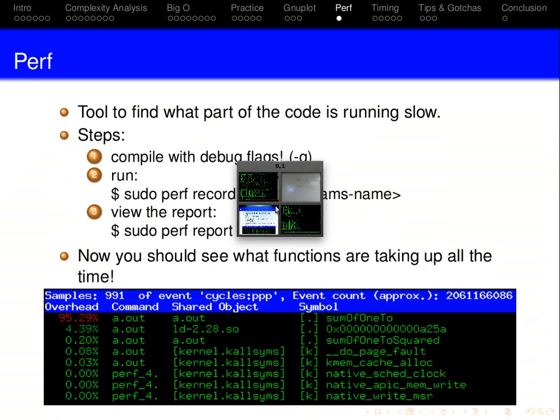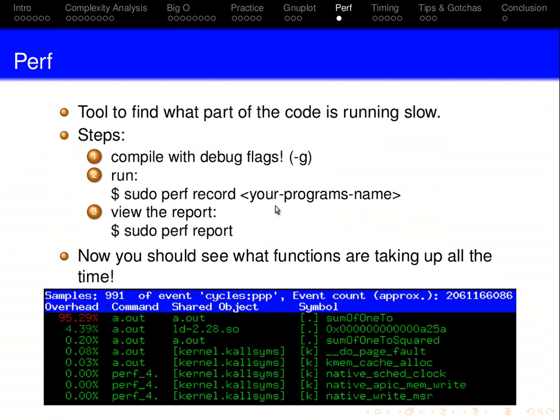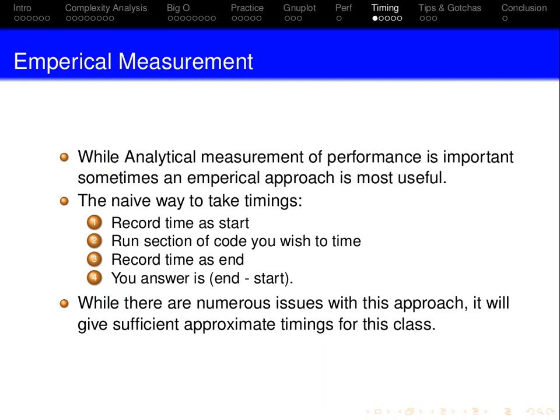All right, so since the network is deciding to be really slow, we're going to go ahead and just skip over GNU plot for now and go to real quickly perf and then timing. Although I just realized we need to do this the other way around, so let's go to timing. All right, so timing, empirical measurement.